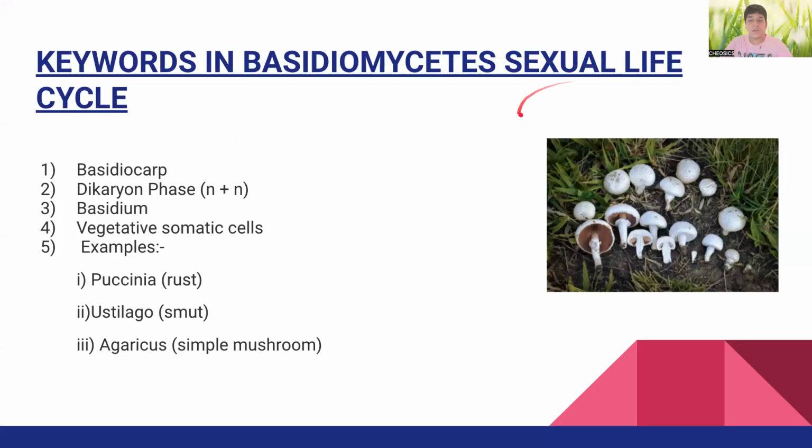Now you have your keywords in the Basidiomycetes sexual life cycle. Basidiocarp, what we just did, is the fruiting body which holds the spore. Dikaryon phase is a pause phase between haploid turning to diploid. बीच में N plus N जो रहता है, it stays N plus N. Basidium is your mushroom, the whole body. What we call a mushroom, the whole thing is called a basidium. This is your common mushroom, agaricus. Simple mushroom. Ustilago and Puccinia are 2 types of Basidiomycetes and they create diseases called rust and smut in plants, not in humans.